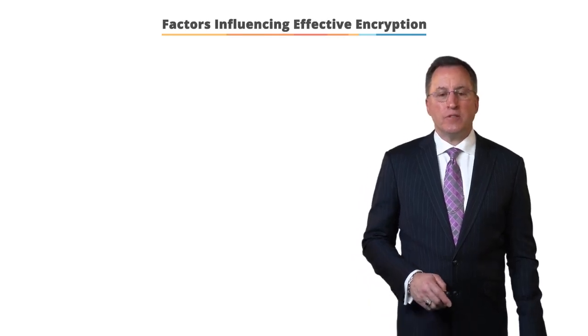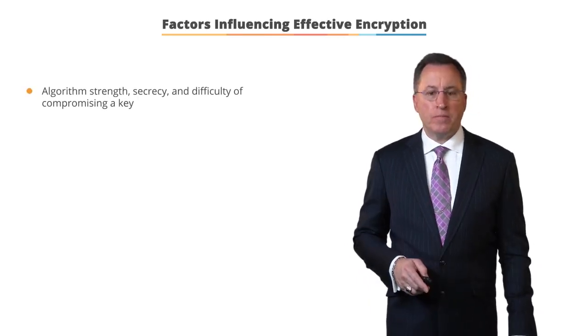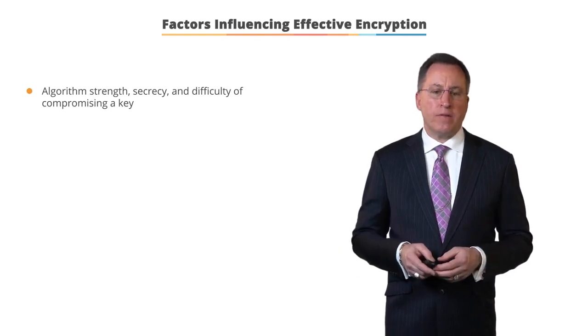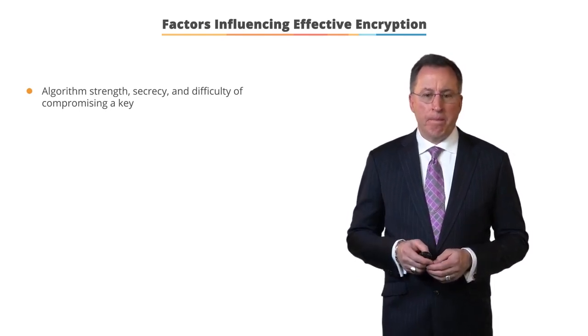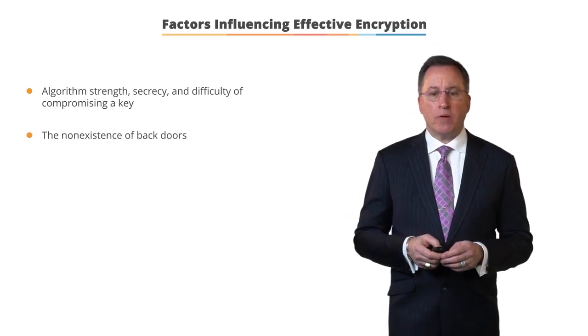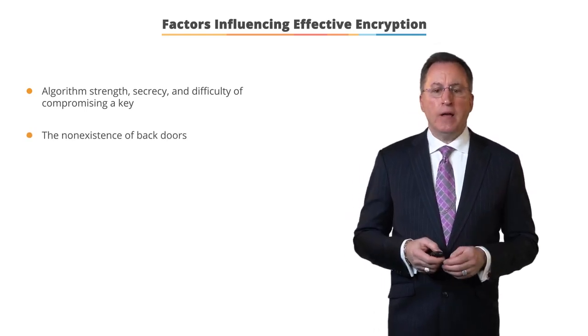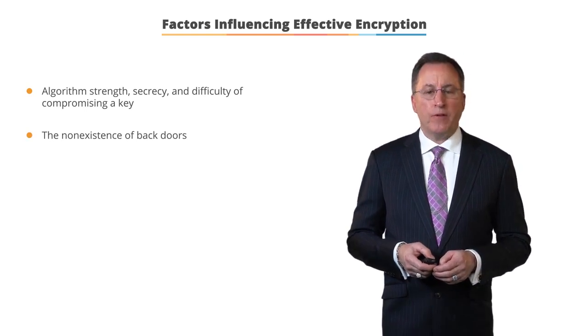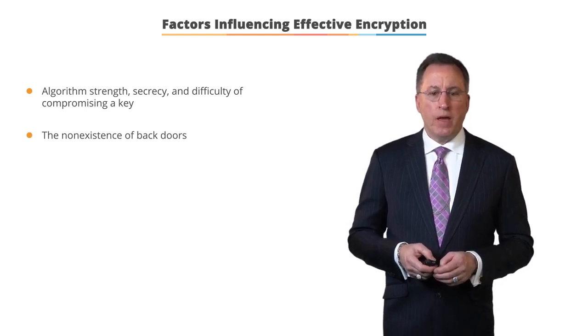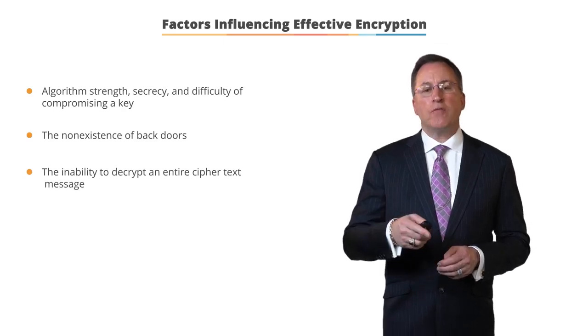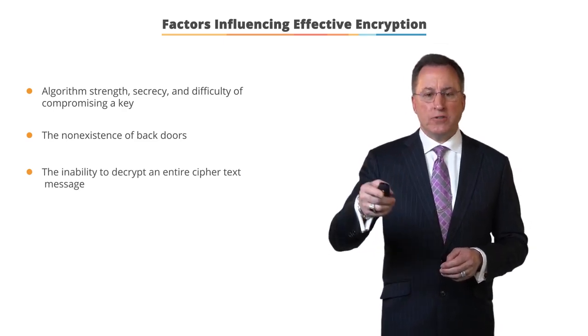Effective encryption systems depend on algorithm strength, secrecy, and difficulty of compromising a key, the non-existence of backdoors by which an encrypted file can be decrypted without knowing the key, and the inability to decrypt an entire ciphertext message.